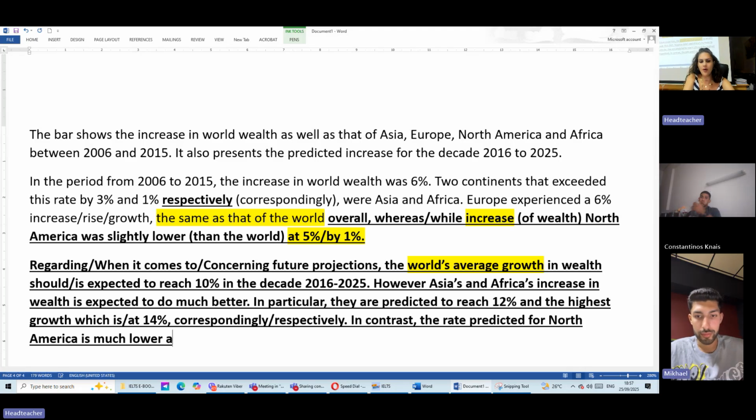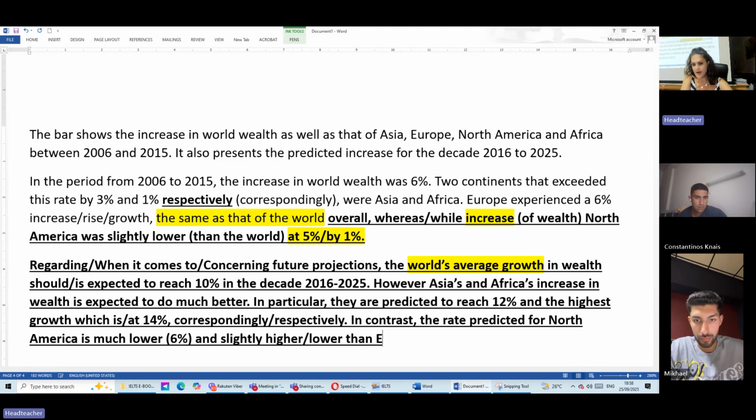If you don't want to write "rate" again, you can put it in brackets: 6%, and slightly higher or lower than Europe's rate, which is 9%? Slightly higher or lower, think and tell me, than Europe's rate of 9%.